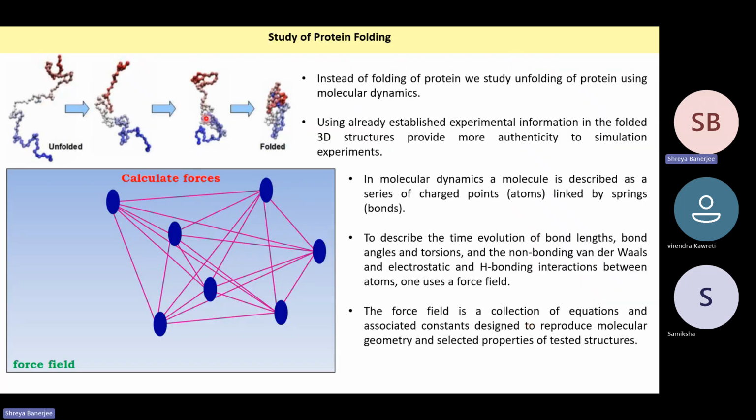Now we will look at how the folding of a protein is studied. Basically, instead of studying the folding of the protein, we study the unfolding of the protein, because we have the folded molecule while carrying out molecular dynamic simulation.